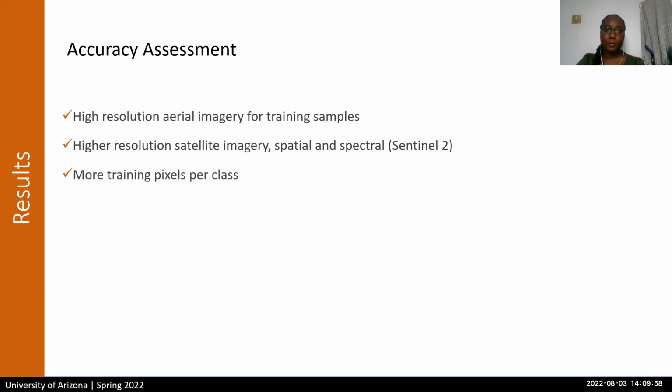Using more training pixels per class, I used 30 pixels per class, and including more classes instead of incorporating different crops into agriculture, separating these classes could have given a higher level of accuracy.